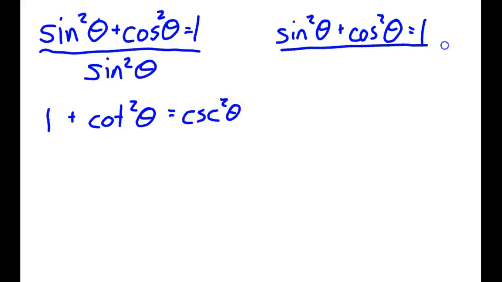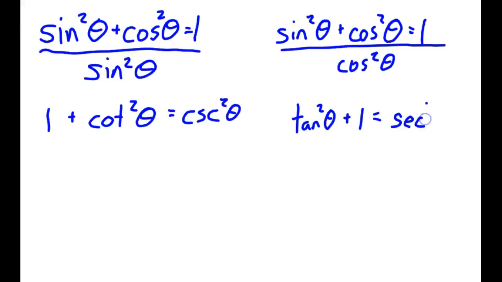We can use a similar idea, except this time divide by cosine squared theta. Now sine squared divided by cosine squared is equal to tangent squared theta. Cosine divided by cosine is equal to 1, and 1 over cosine squared theta is equal to secant squared theta. So we just start with our main one, divide by either sine squared or cosine squared, and use reciprocal identities or quotient identities to rewrite it in these other two forms.